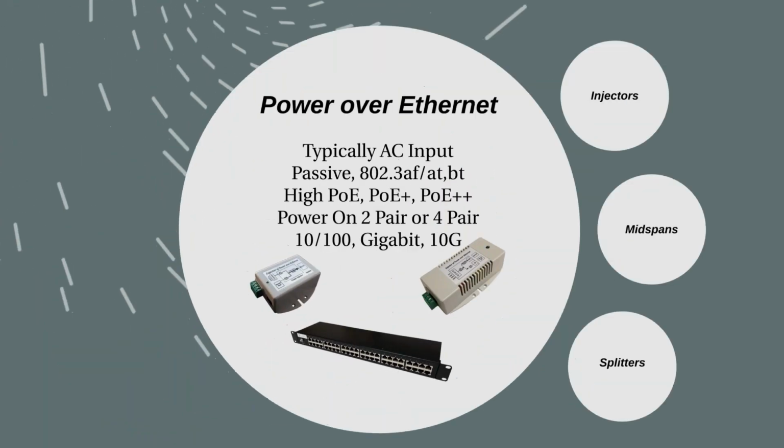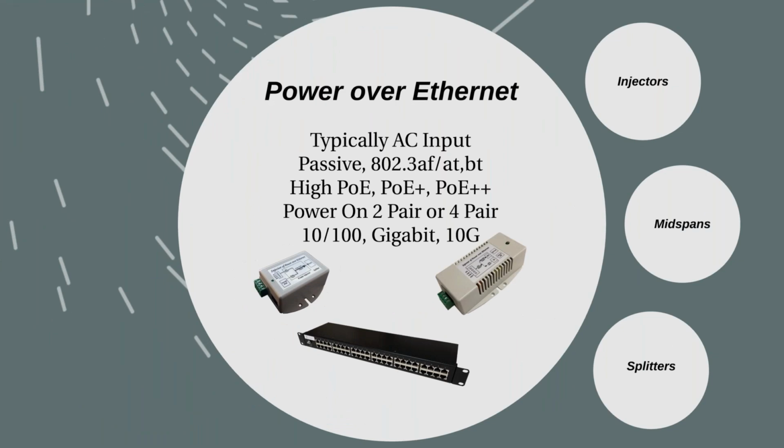So let's talk about some of our PoE devices. So typically PoE is going to be an AC input. We're talking about our injectors and inserters, midspans. So AC input, obviously passive or 802.3 AF, AT, BT standards. We have high PoE, PoE plus, PoE plus plus, and then I already talked about 2-pair, 4-pair, 10-100 gigabit and 10 gigabit. So a lot of different options when talking about our PoE devices.